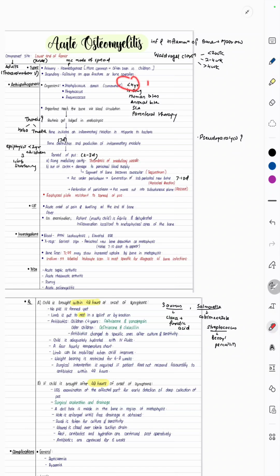Less than 4 years, it is Haemophilus influenzae B. In drug abusers, there is going to be Pseudomonas. For human bites, it is going to be Eikenella. For animal bites, it is Pasteurella. For sickle cell anemia, it's Salmonella. And for parenteral therapy, it is fungus.